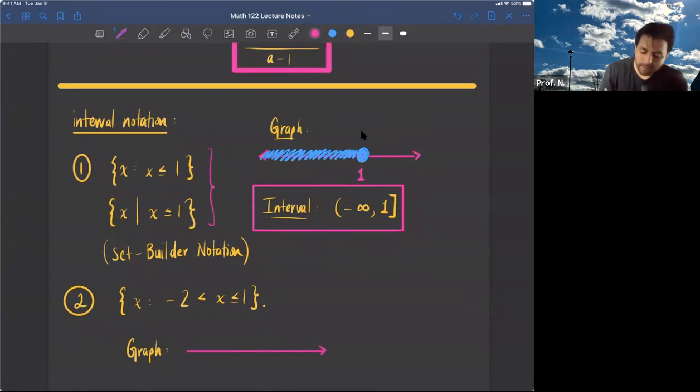So the graph here is all the x values that are in between -2 and 1. So then I mark where -2 is, and I mark where +1 is. I'm going to open circle -2, but include +1. And then I'm gonna shade everything inside. You see that? That would be the graph.